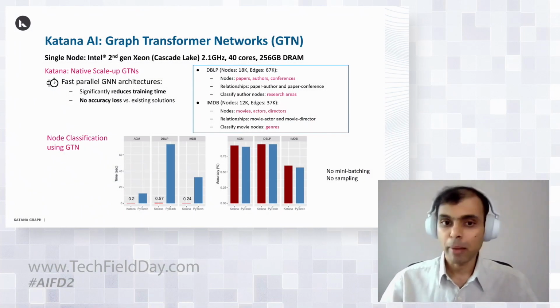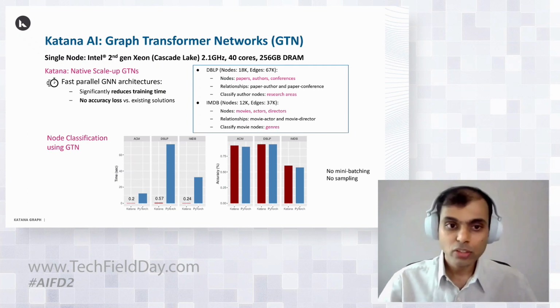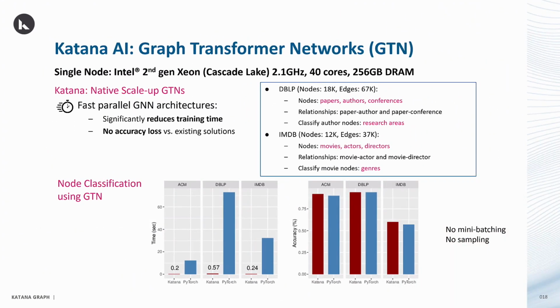Katana Graph, in collaboration with Intel, is providing a native scale-up solution for these GTNs. We have a very fast parallel GNN architecture implementation, which significantly reduces the training time. And again, there's no accuracy loss compared to existing solutions.